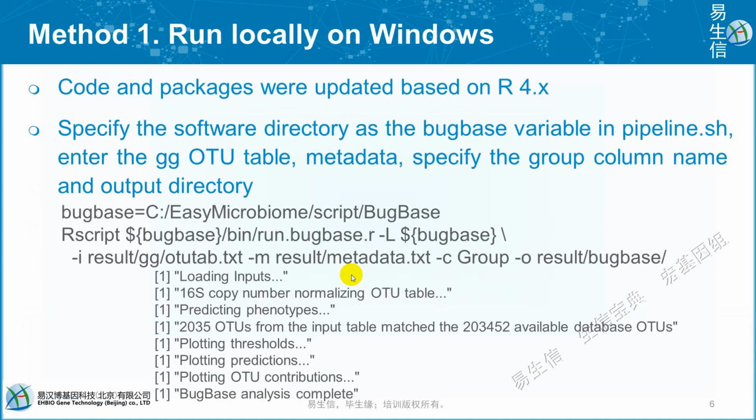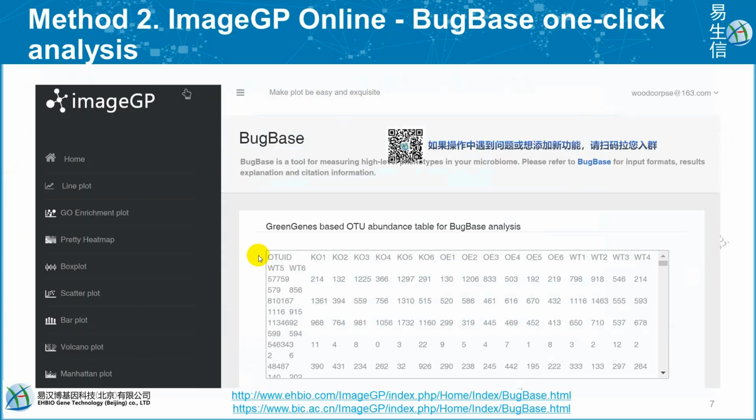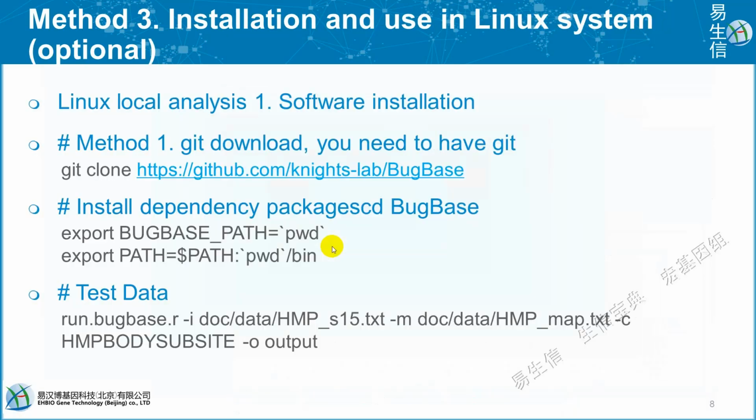Again, there are several ways to perform this analysis. We can run it locally on Windows by executing this code, specifying the software directory as the BugBase variable in the pipeline, then entering the Greengenes OTU table, metadata, the group column name, and output directory. You can see here. The second method is the ImageGP online server. We go to the BugBase section, copy and paste our data, and click the plot button, and then it generates our result files.